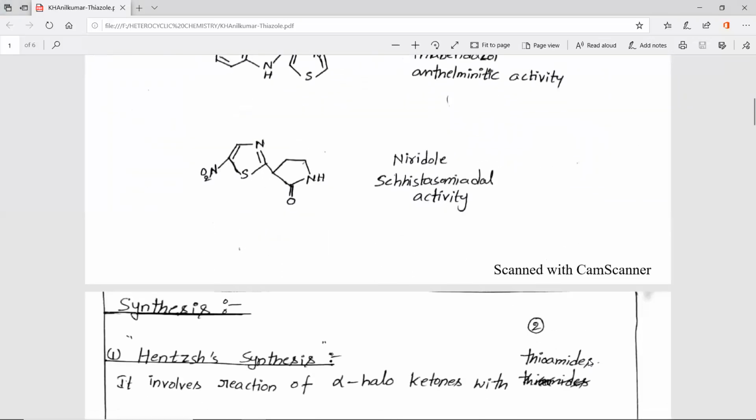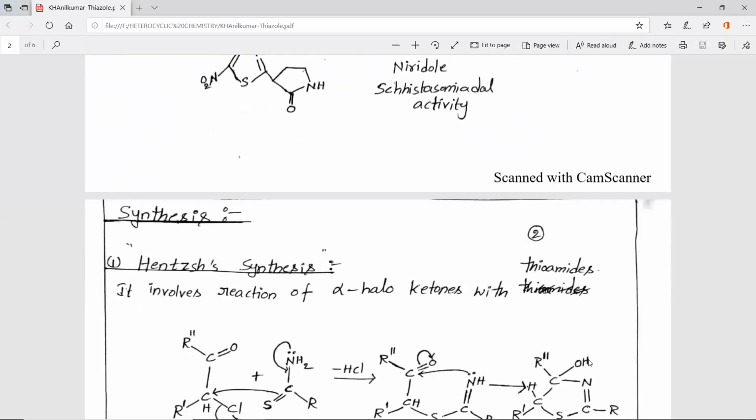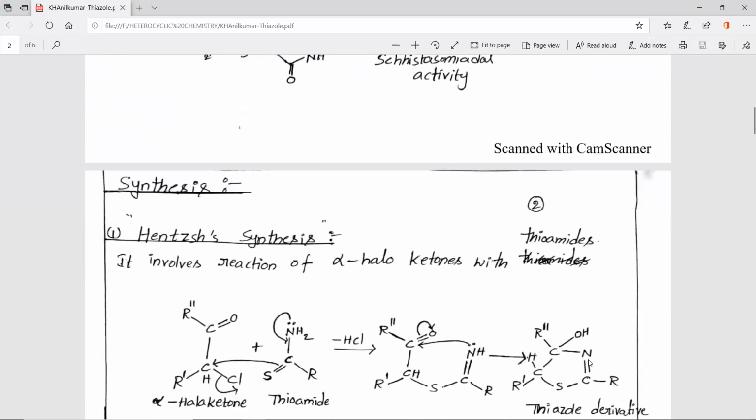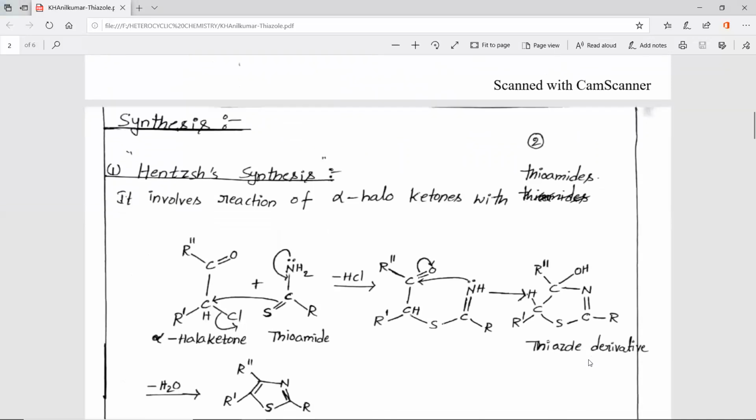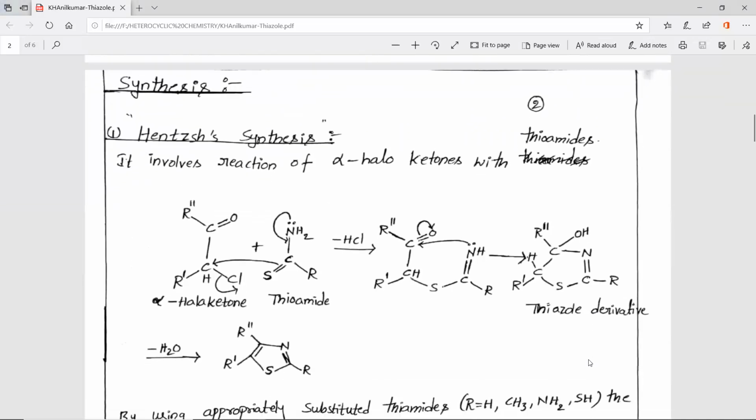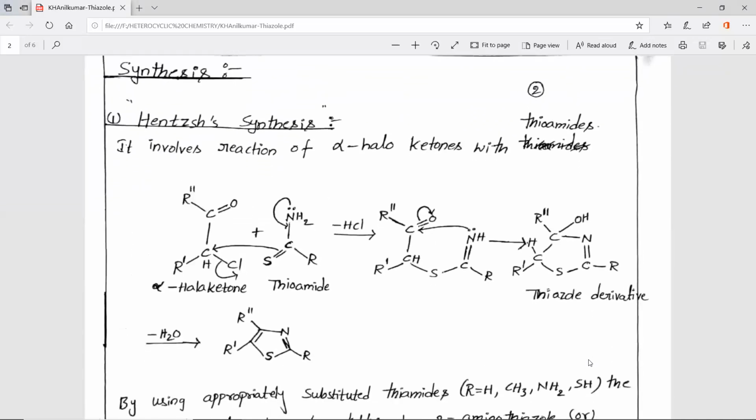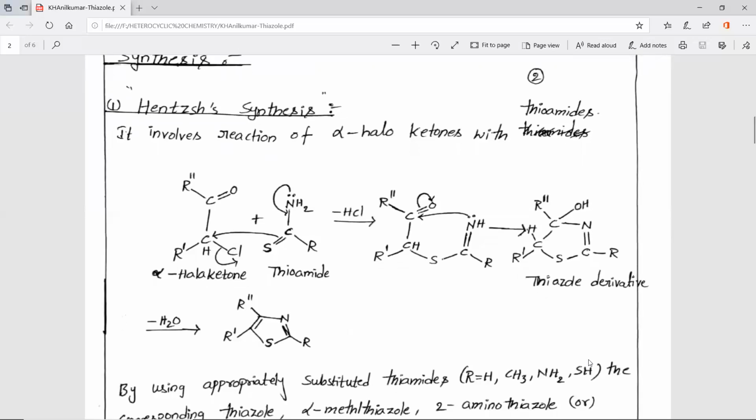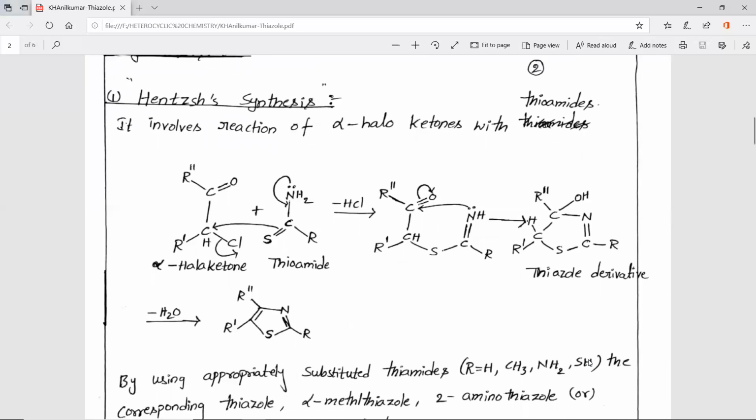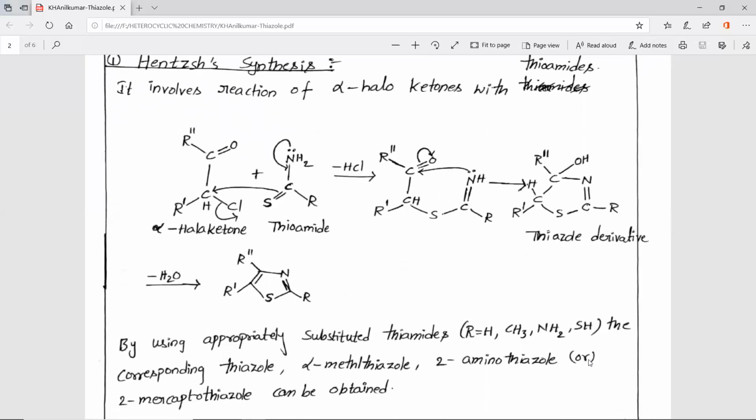So coming to the synthesis, Hantzsch synthesis. There are two different methods commonly used for the synthesis of the thiazole ring system. The first one is the Hantzsch synthesis. This reaction involves the reaction of alpha haloketones with thioamides. We can see here the equations.